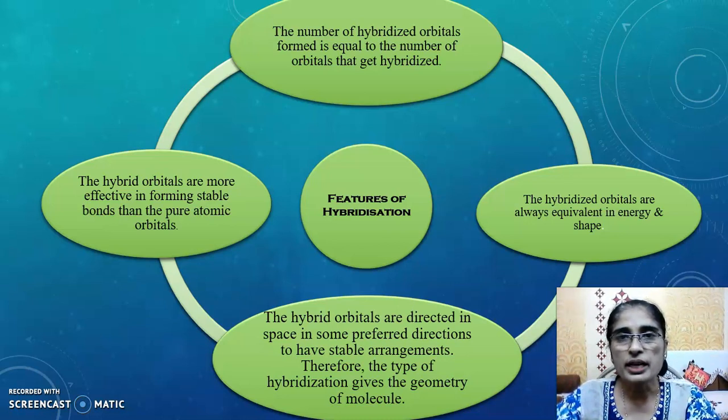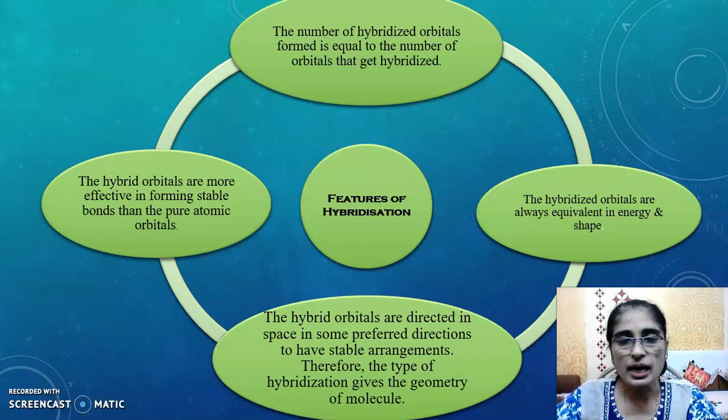Now, some features of hybridization are as follows. The number of hybrid orbitals formed is equal to the number of orbitals that get hybridized. These hybridized orbitals are always equivalent in energy and shape. Before hybridization, their energies will be different, but when these orbitals undergo hybridization, their energies will be the same.